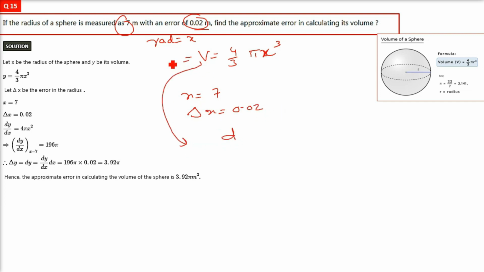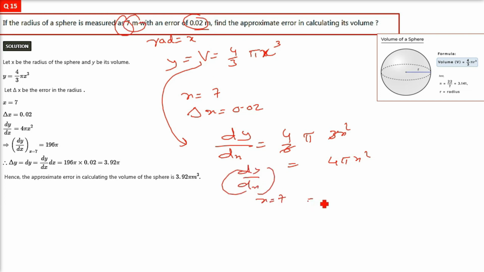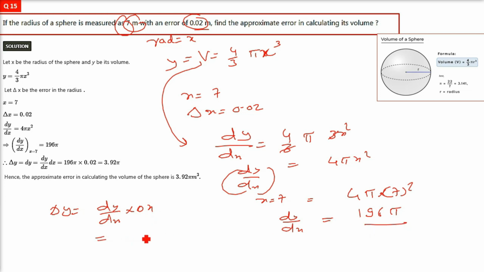Volume we already have. Call it y. Now dy by dx is simply 4 pi x square. We have done this numerous times. Now the time is to compute dy by dx at x equals the value being given, that is 7. So 4 into pi into 7 into 7, 7 square, that is 196 pi. Now we have this dy by dx. Delta y is what? dy by dx into delta x. dy by dx is 196 pi. Delta x is 0.02. When you multiply this, you get 3.92 pi meter cube.